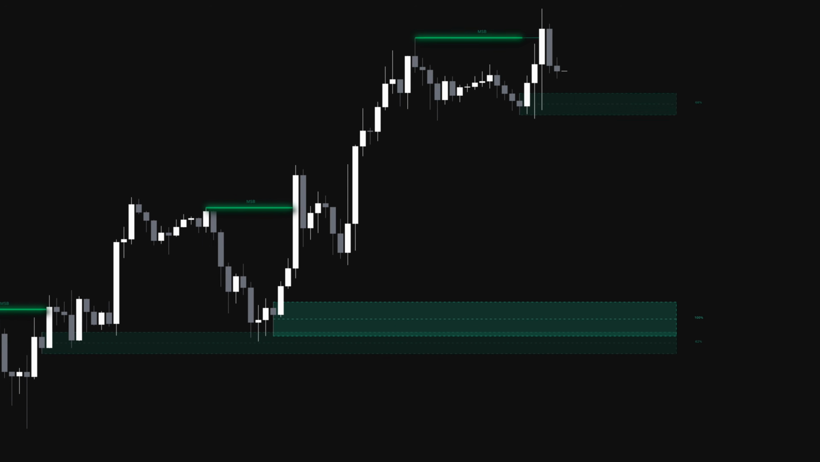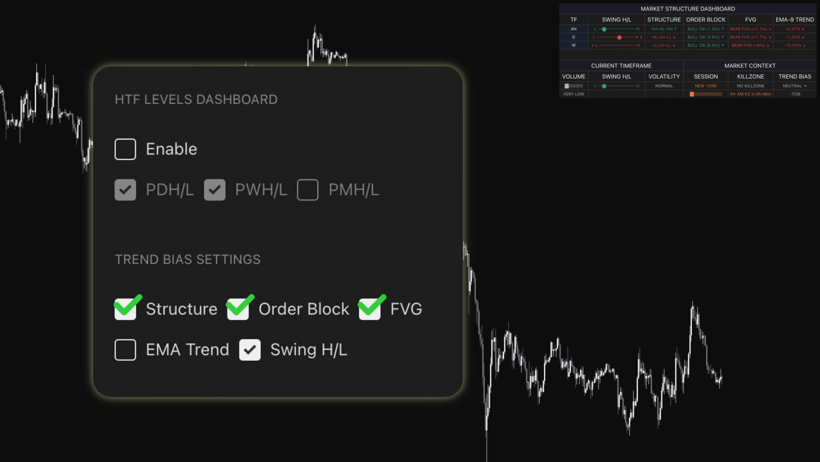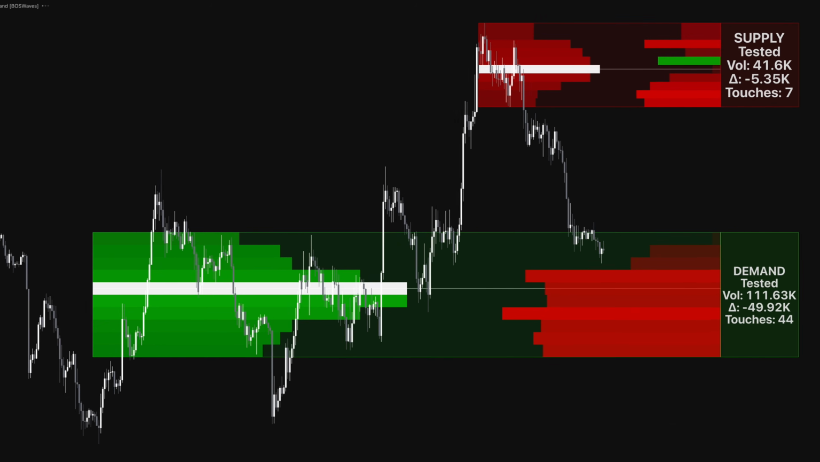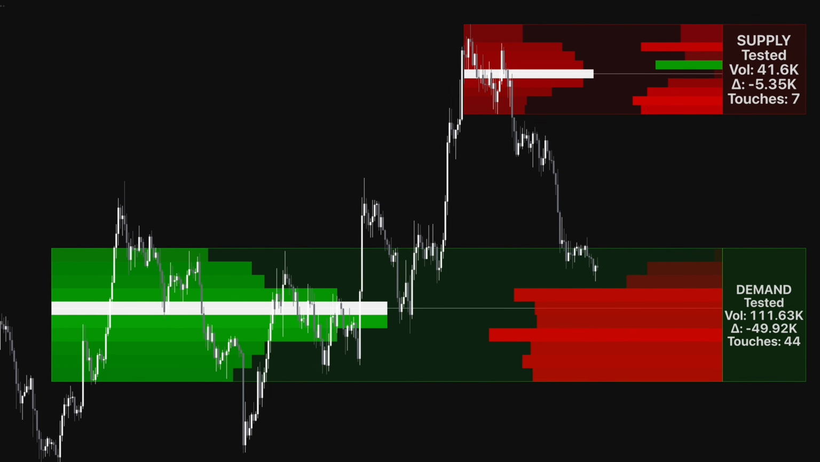3 market structure analysis indicators currently trending on TradingView. Let's break them down and see exactly what each one brings to the table.